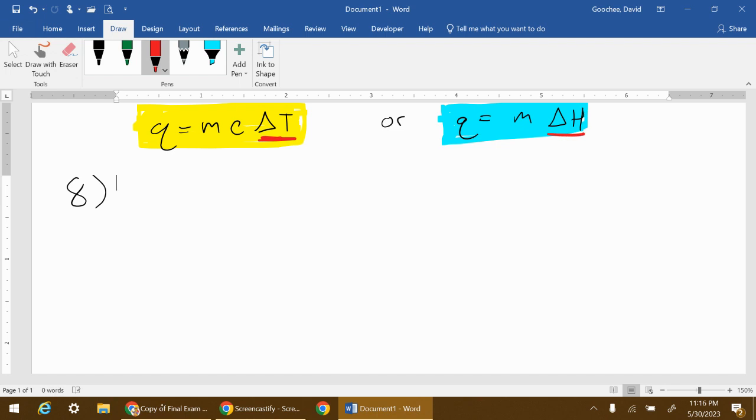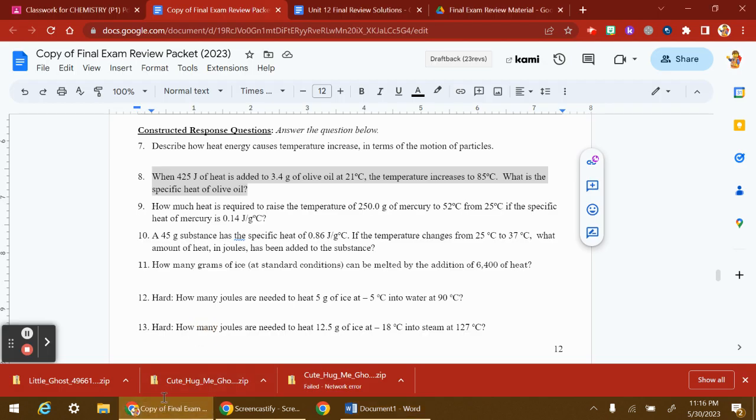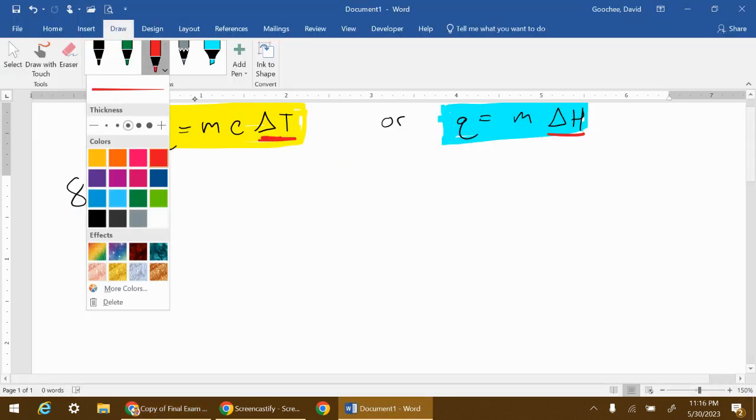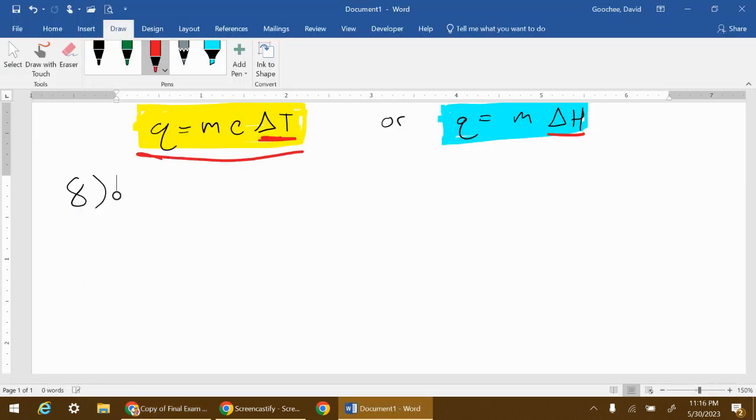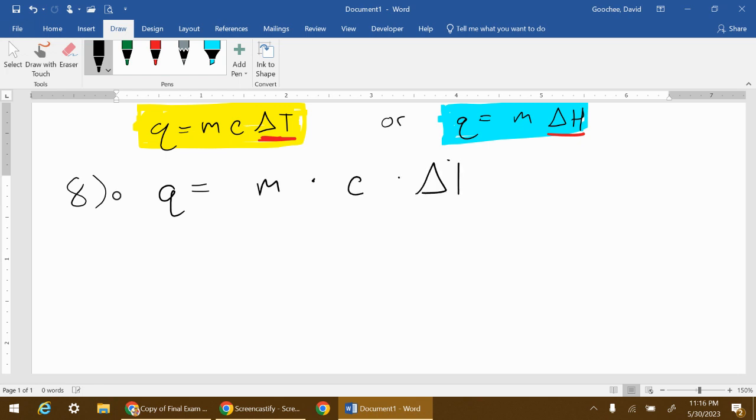Looking at problem 8 from the review, we see that this substance's temperature is increasing from 21 Celsius to 85 Celsius. That is a change in temperature. So we are going to use this equation in question number 8. Now, because I've written it up here, I'm not going to skimp. I'm still going to write it. Q equals M times C times delta T.